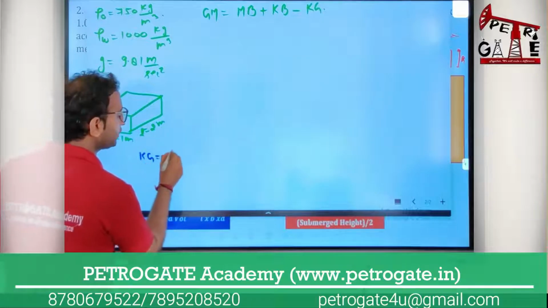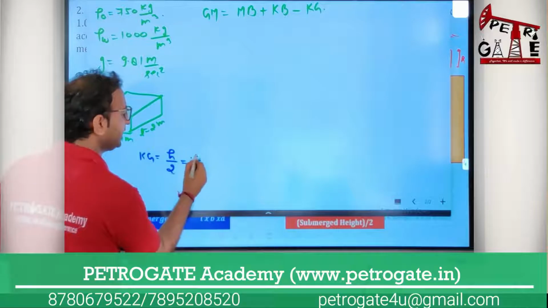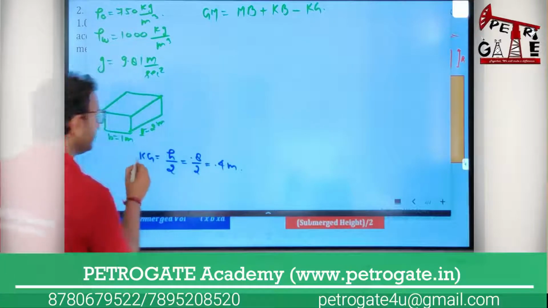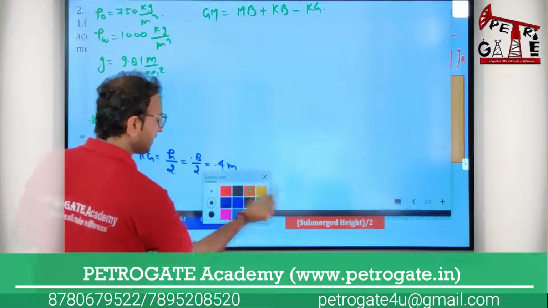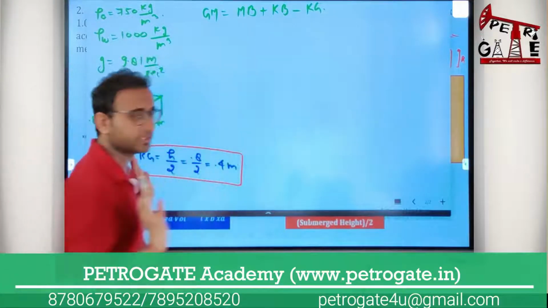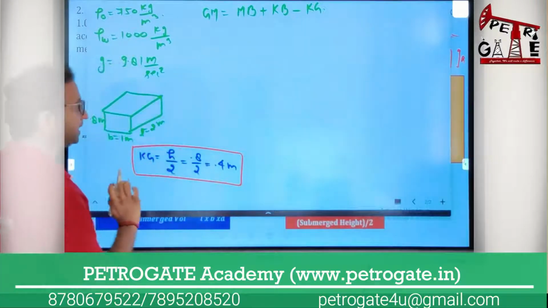KG means total height by 2. Total height means 0.8 by 2, so you will get 0.4 meter. So you are having one data. I will put KG here, you will get the answer. Now the next point is KB. KB means I am calculating another data.